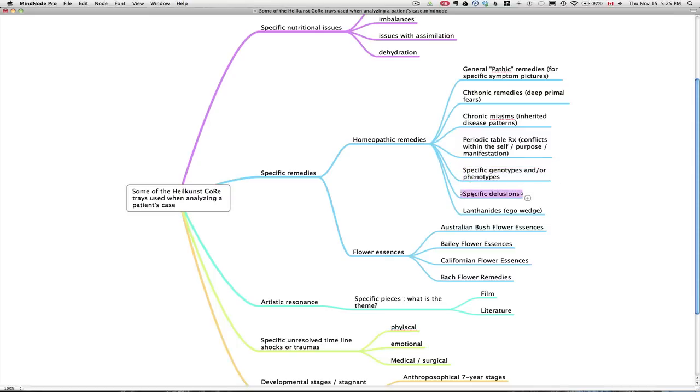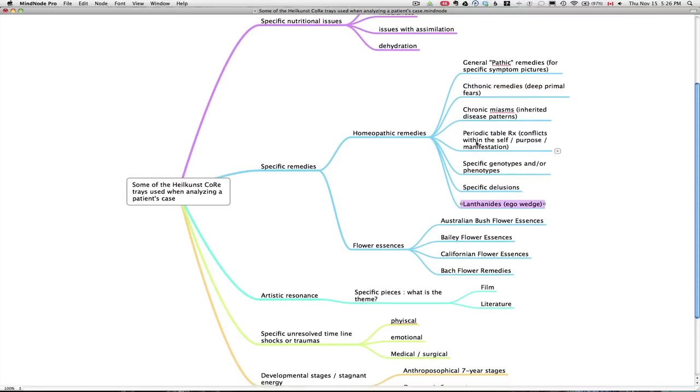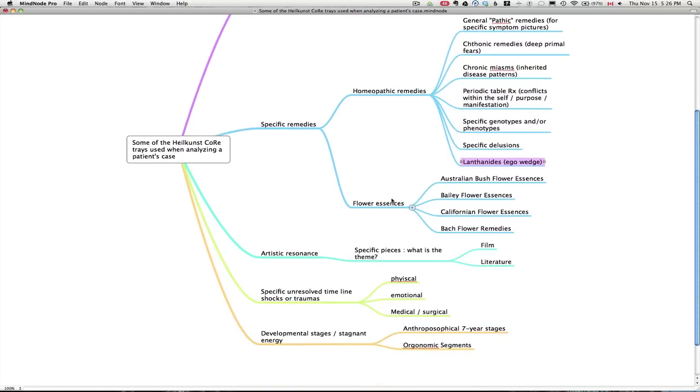As well, we can get into homeopathics around the specific delusions. And again, those may alter the person's perception of their life and the world around them, and where they may be perceiving things that aren't real, but they are responding to them nonetheless. And we also have an area called the lanthanides. Those go along a little bit with some of the periodic table remedies, but they get more specific into what we call the ego wedge, or some of the conflicts between the false ego and the true self.